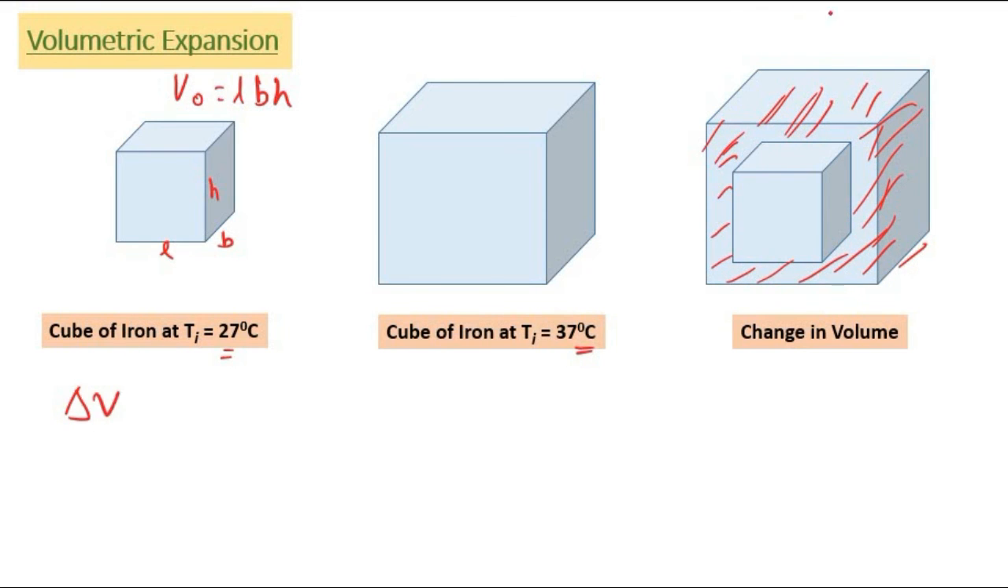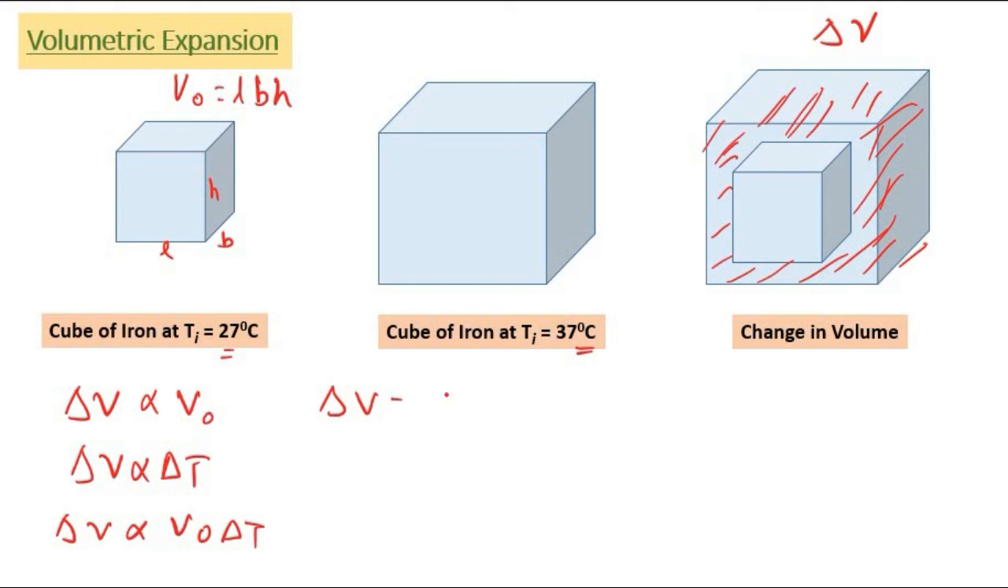Again, the increase in the volume, the shaded portion, is delta V, which is proportional to the original volume. The bigger the cube, the more will be the expansion. Again, delta V is proportional to delta T, so delta V is proportional to V0 into delta T. If I remove the proportionality sign, delta V is equal to gamma, the coefficient of volumetric expansion or cubical expansion, into V0 into delta T. From here the gamma value is equal to delta V upon V0 into delta T.